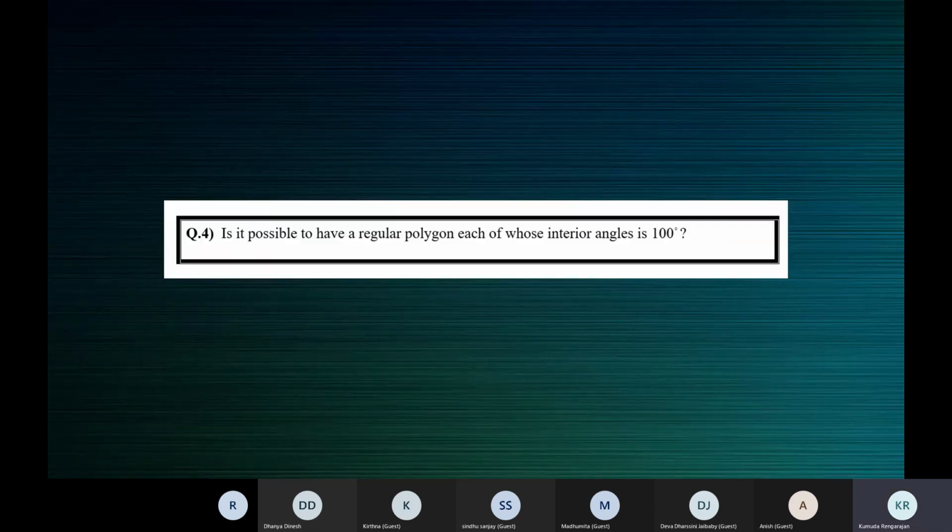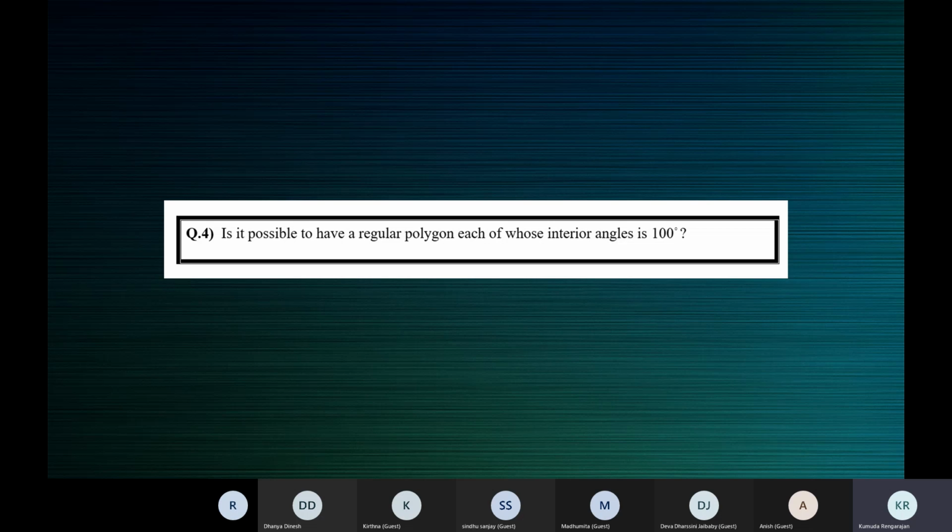Okay, let me just give you a clue and maybe you'll help yourself. Is it possible to have a regular polygon, each of whose interior angles is 100 degrees? Whenever each interior angle or each exterior angle is given, that means it's a regular polygon, because in a polygon, the exterior and interior angles need not all be equal. So each interior angle is 100. What's the formula, children, to find each interior angle?